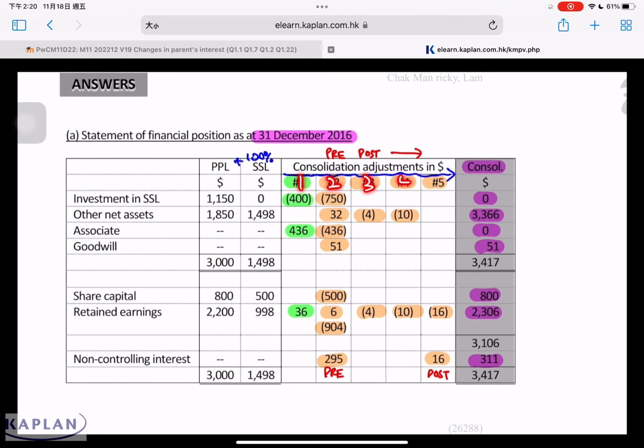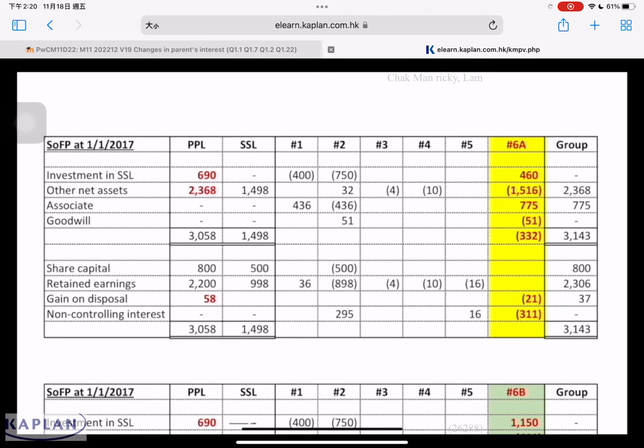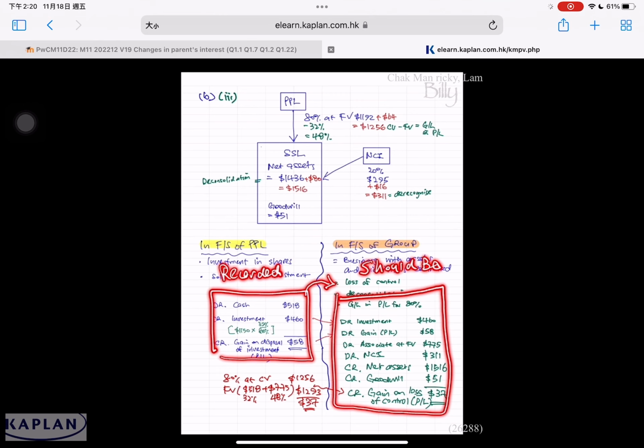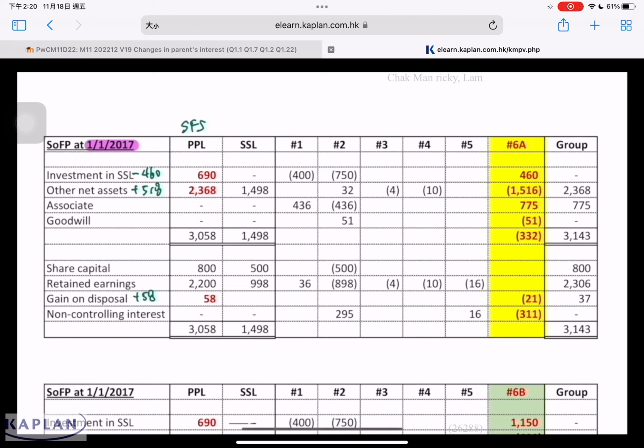With entries 1, 2, 3, 4, 5, in between there's a 6A. I prepared a worksheet over here. Now we are at 1st Jan 2017. Before we look at the group account, at the company level, in the separate financial statements, the parent has actually reduced this by 460, and they have sold for 518 with a gain of $58 reported in P&L. This entry is the entry passed at the company level. Now we have to adjust to the group level. This is the amount that is recorded. What is the amount that should be at the group level? At the company level, they've recorded 518 of cash received for the sale of 460 with a gain of 58.